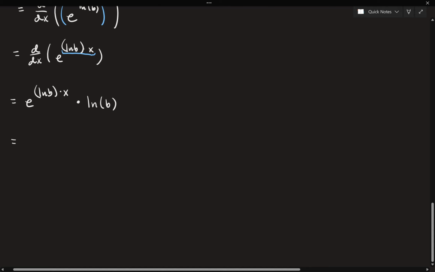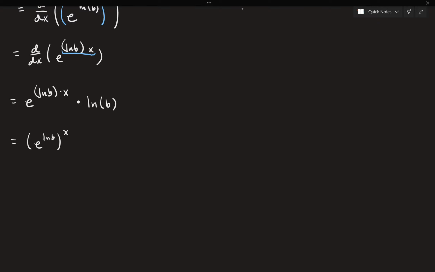Okay, can I simplify this again? I'll rewrite e to the ln b to the x, because I just know I multiply the powers when it's power to a power. Okay, e to the ln b to the x is b to the x times ln b. So e to the x is the definition. It's defined to be the function whose derivative is itself. And ln of x is its inverse function.